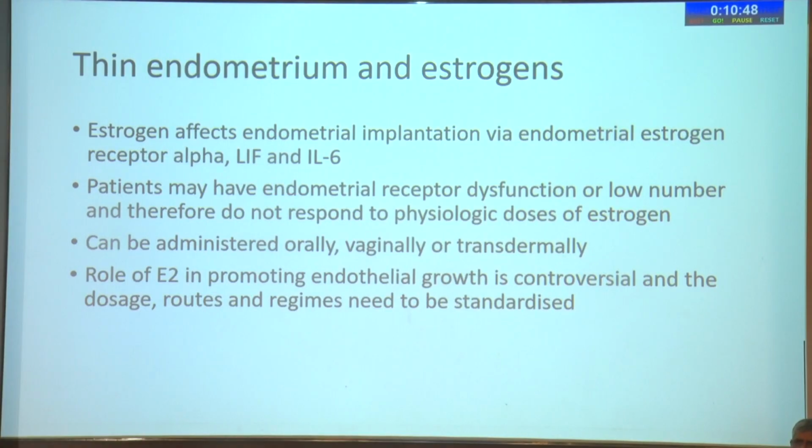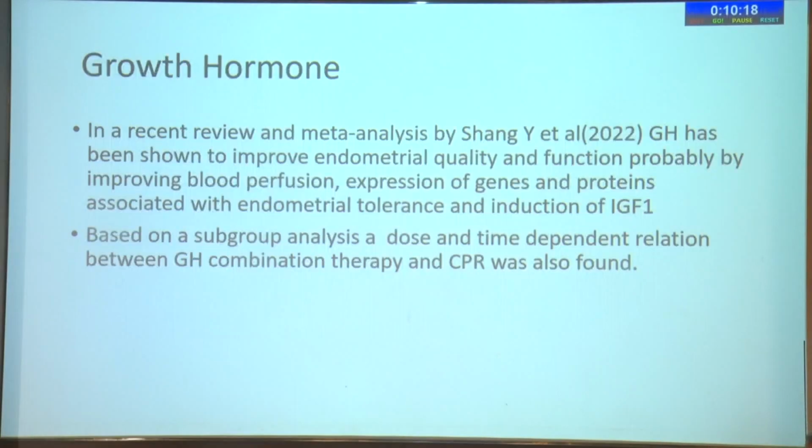Then the role of estrogen in promoting endometrial growth is controversial. And the doses, what should be the right dose? Most of us start with at the most 6 milligram or so, and sometimes we have taken it up to 12 milligram. But there is no consensus up to what dose we can go. And what should be the route? Usually we prefer oral, but sometimes we may have to go to other routes. And regimes are still not standardized. People go with a fixed dose regime. Some people go with a step up regime.